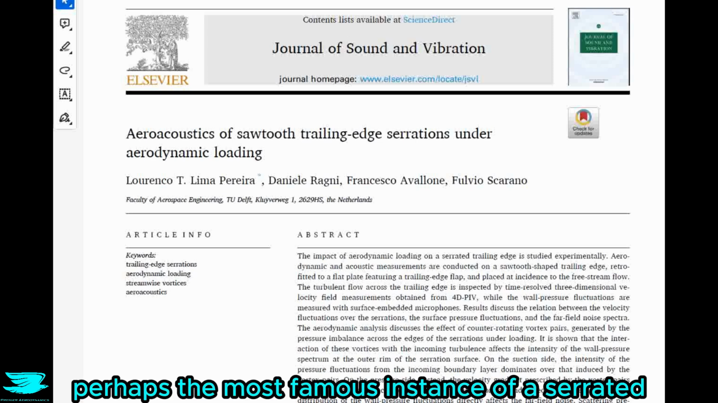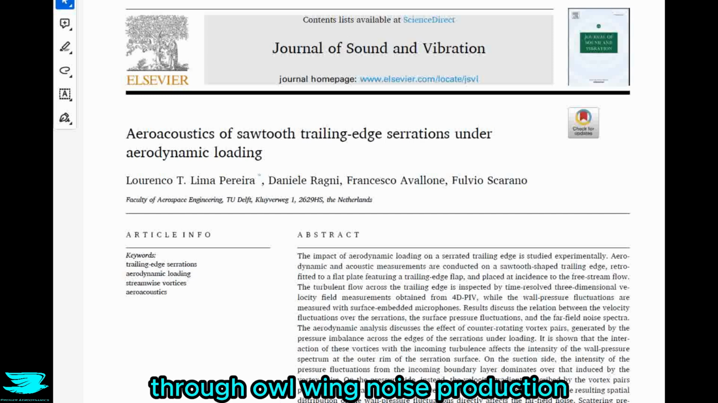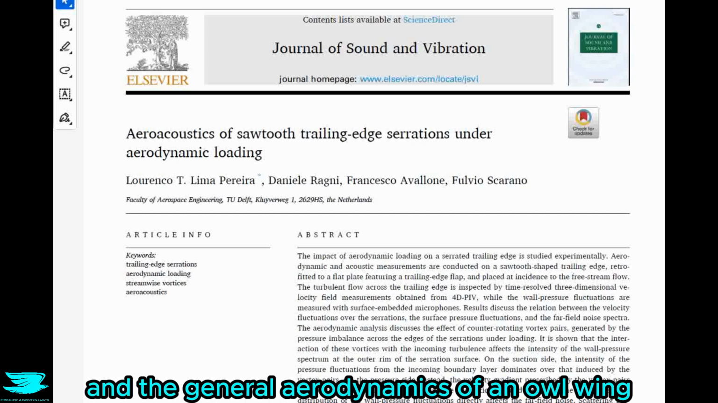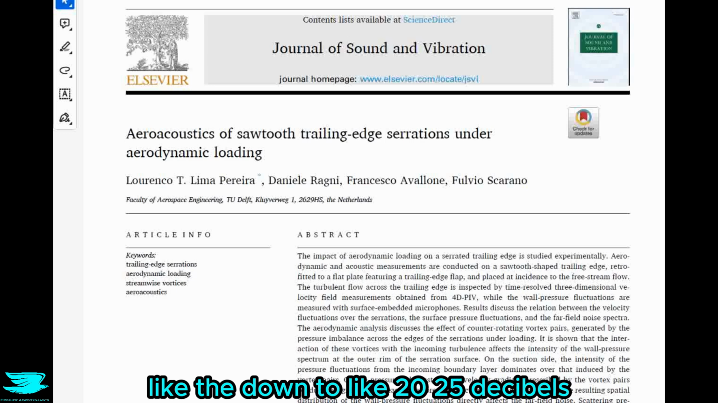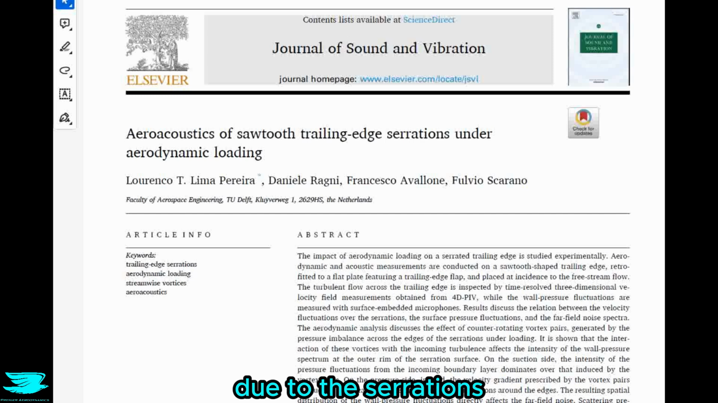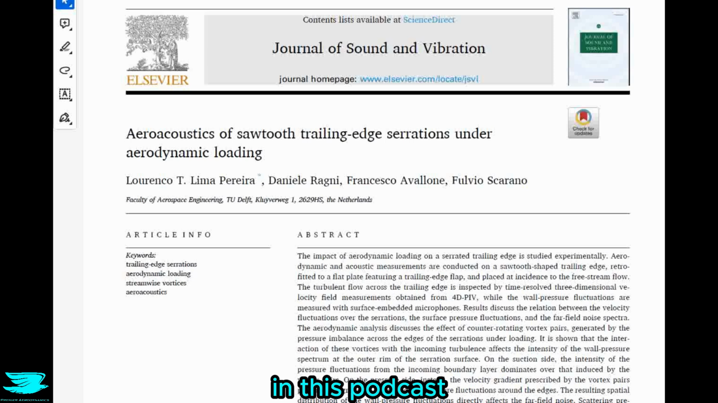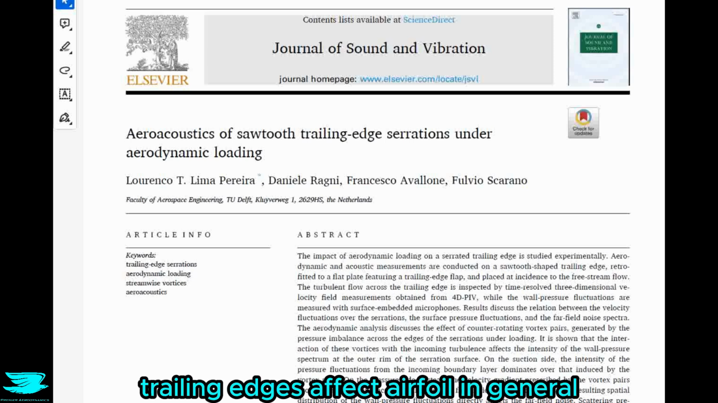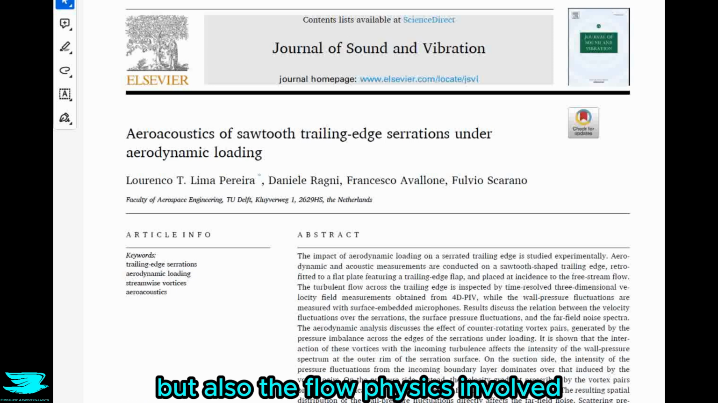Well, perhaps the most famous instance of a serrated trailing edge is owl wings. So owls, their wings are very, very quiet, and we actually went through owl wing noise production and the general aerodynamics of an owl wing in podcast 176. In that podcast, we saw that the owl wing in general are super quiet, like they're down to like 20-25 decibels, almost nothing. And that is in at least part due to the serrations that it has on the trailing edge of their wings. In this podcast, we're going to go further and look at how serrated trailing edges affect airfoils in general, and not only in terms of noise production, but also the flow physics involved.